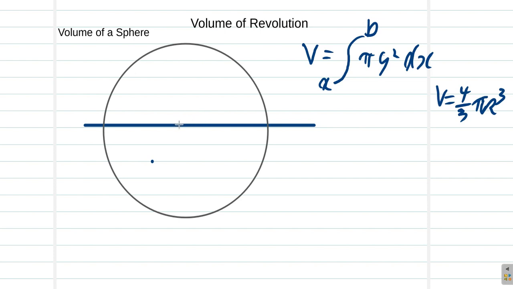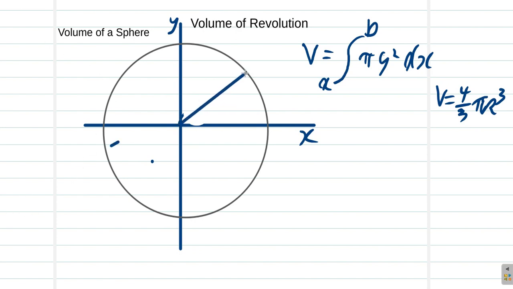The radius of the circle is, say, from here to here, this is a radius. Now, in order for us to do the integration, we want to find out what y is. Remember, this is our x-axis, and we have our y-axis here. So, x-axis, y-axis. The question is, what is the formula for the circle? Let's see if we can think up what the formula of the circle really is.